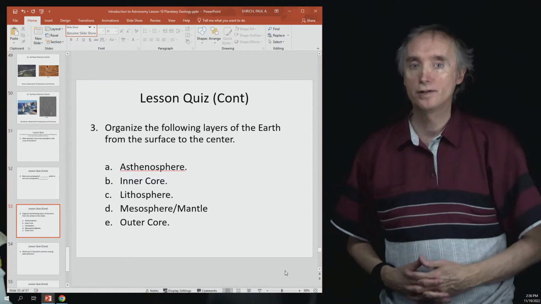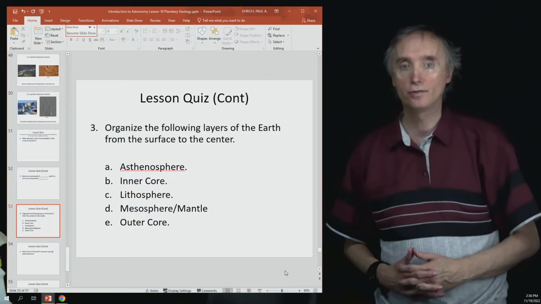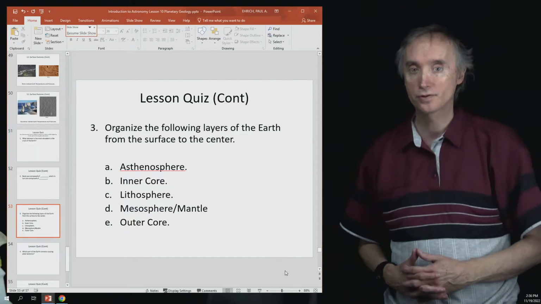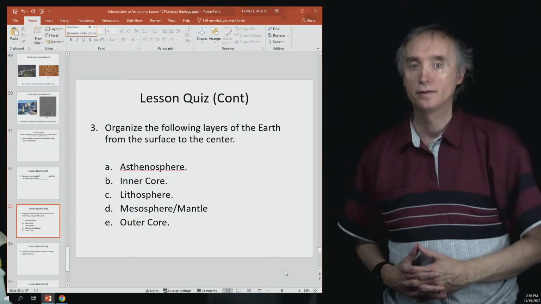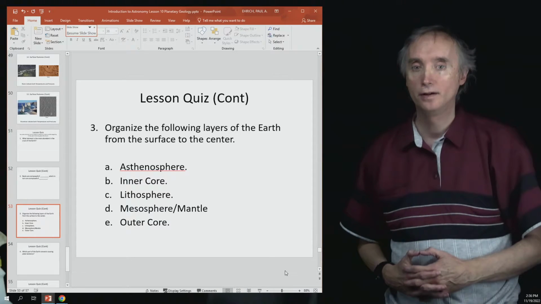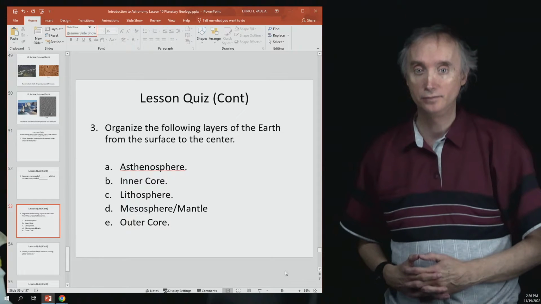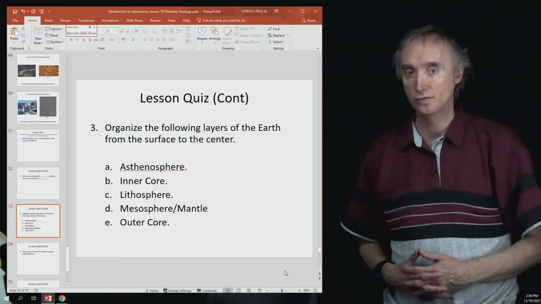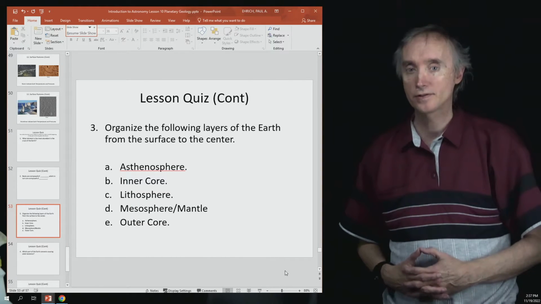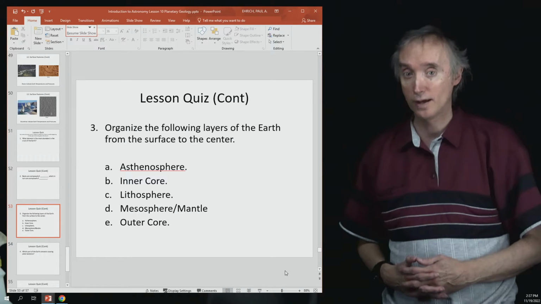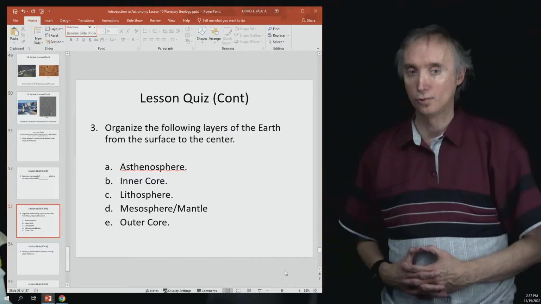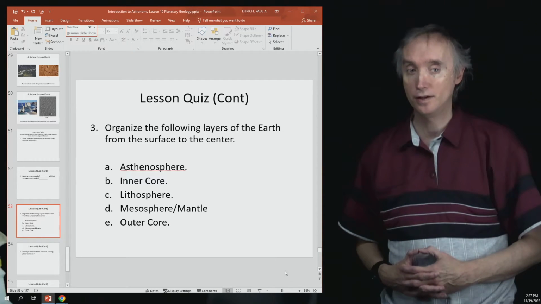Number 3, organize the following layers of the earth from the surface to the center. So what would be on the surface? Okay, that is going to be the lithosphere, C. Then underneath the lithosphere is the asthenosphere. And then underneath the asthenosphere is going to be the mesosphere or mantle. And then underneath that is going to be the outer core. And then underneath that's going to be the inner core.